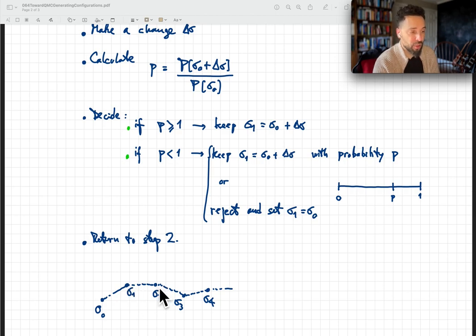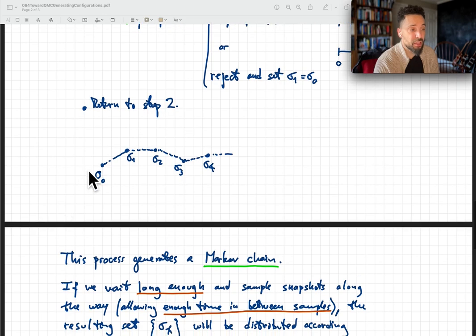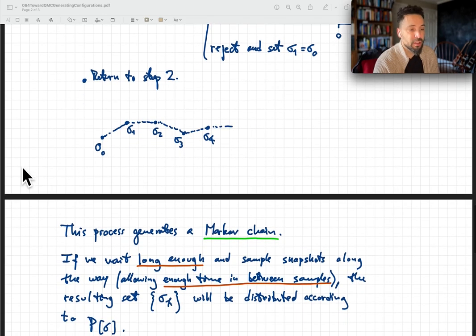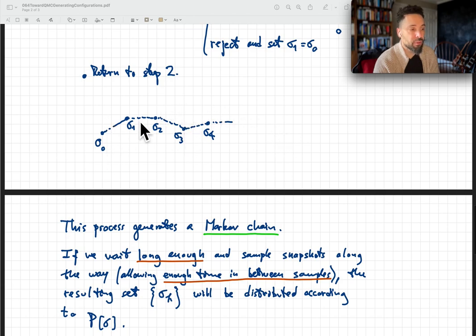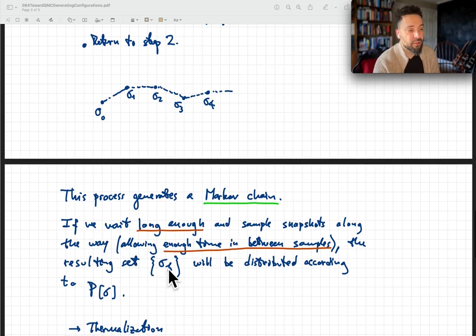And then you propose a new change, and you generate a sigma 2, which again, if the change is rejected, then it will be equal to sigma 1. Otherwise, the change is accepted, and you continue down this chain. So this process generates what's called a Markov chain. This is going to be our Markov chain. And if we wait long enough and sample snapshots along the way every so often, then allowing enough time in between the samples, the resulting set sigma of k will be distributed according to p of sigma.